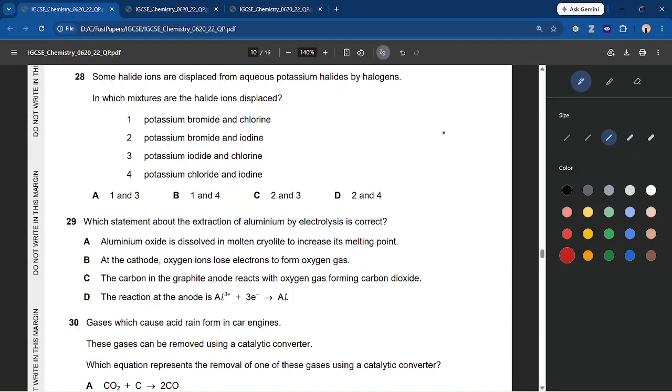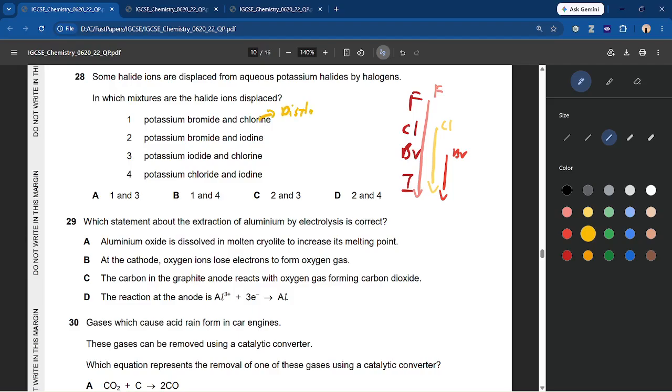So it's going to be fluorine, chlorine, bromine, iodine. Fluorine displaces all, chlorine displaces bromine and iodine, and bromine only displaces iodine. So let's see, potassium bromide and chlorine. Chlorine will displace bromine.